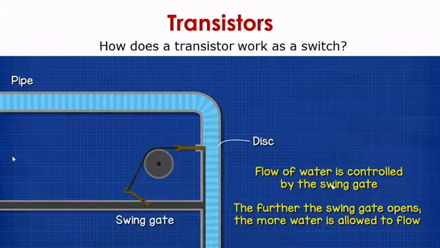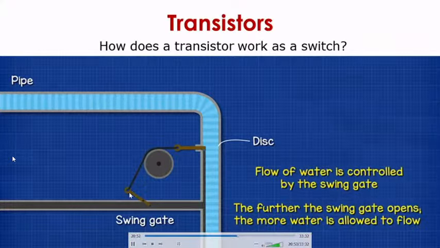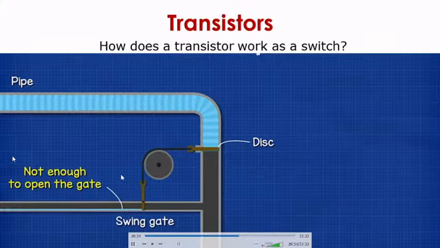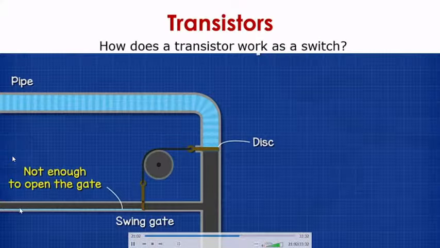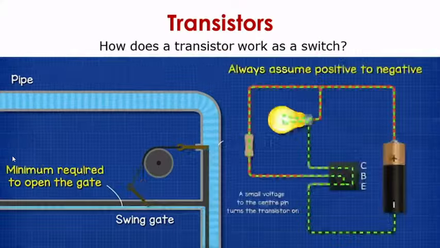The flow of water is controlled by the swing gate. The further the swing gate opens, the more water is allowed to flow. So the swing gate is helping the water to flow or not, closing the disc or opening the disc. Right now there is not enough water to open the gate. When there is minimum water through that pipe, the swing gate will open the disc and the water will flow.